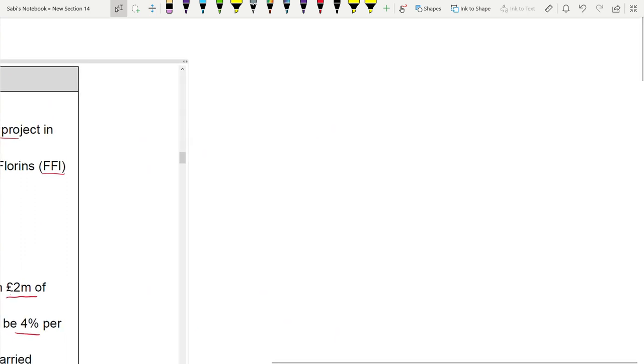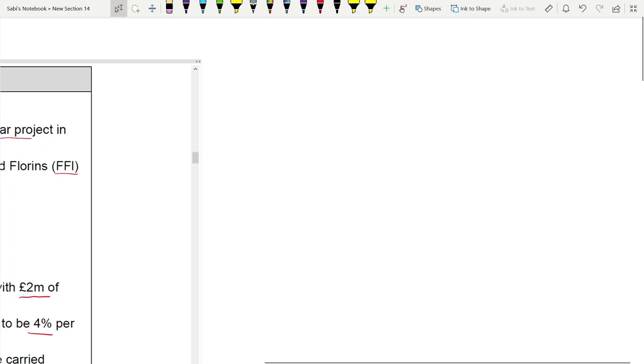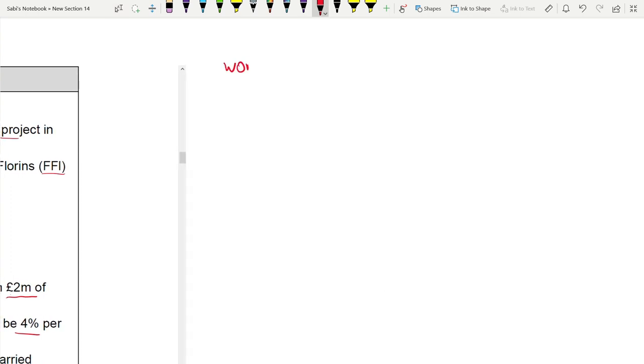When you do a full-fledged question like this, you need to label your workings. There'll be multiple workings. Working one, you need to label the number and mention what it is for. This is exchange rates. This is what I call referencing.